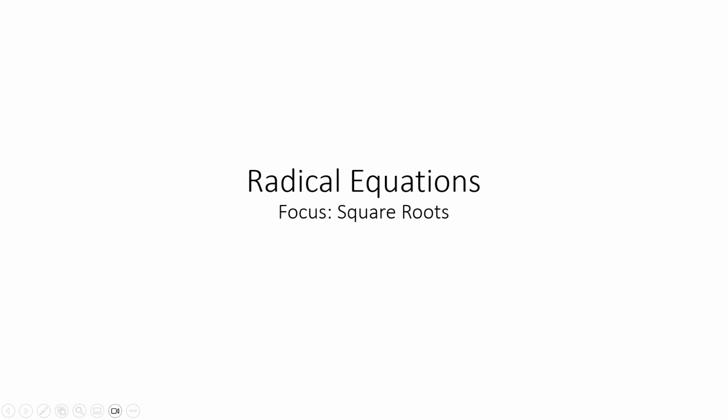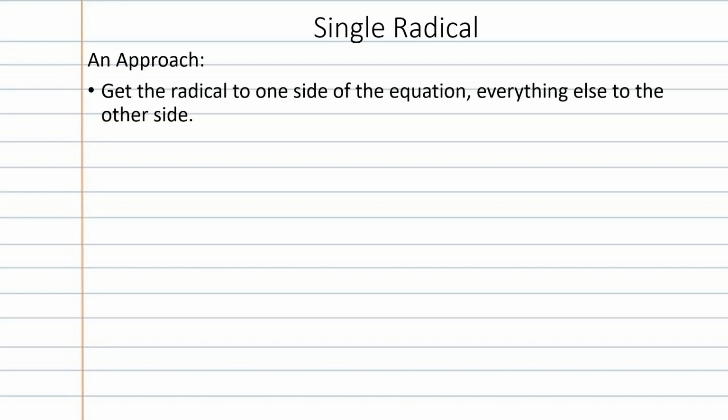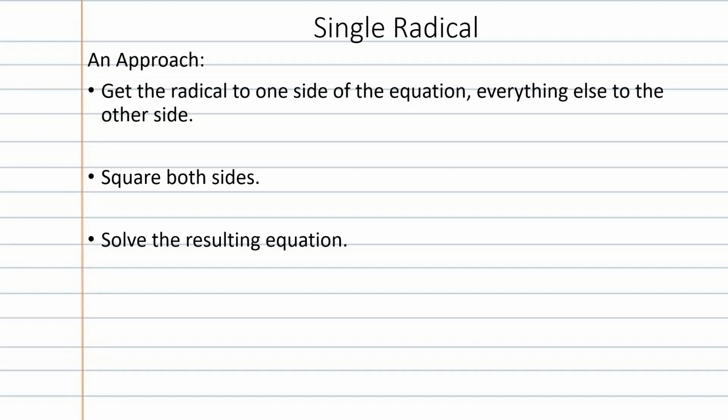Radical equations with a focus on square roots. We're going to start with a single radical. The approach that we're going to use is we're going to get the radical to one side of the equation and everything else to the other side. After we do that, we're going to square both sides of the equation and then solve the resulting equation, being sure to check our solution in the original equation because sometimes by squaring, we'll wind up with a false solution.